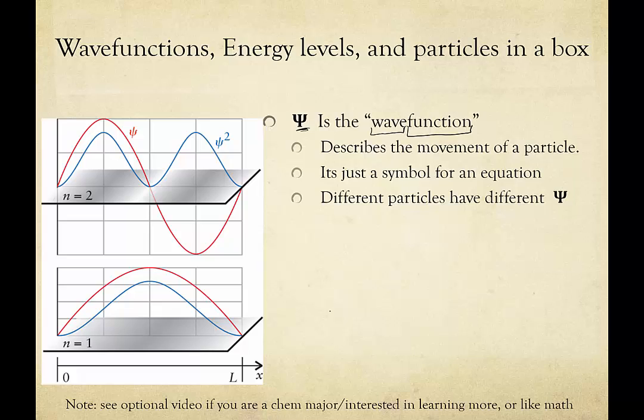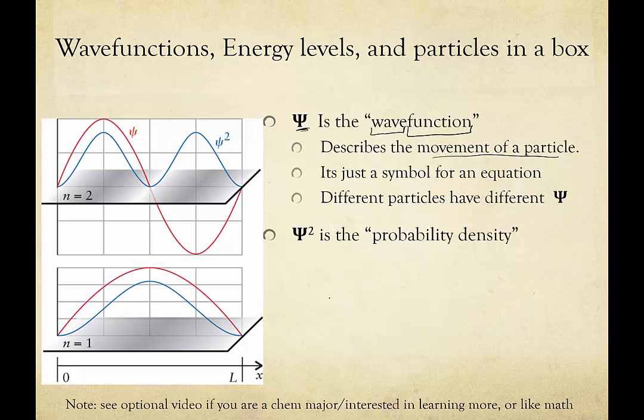Every particle is going to have a different psi, or at least every type of particle, I should say. So an electron has a psi, an electron in a two-dimensional box has one psi, an electron in a three-dimensional box has a different one. I'll show you that in a second. And an electron that's around a hydrogen atom has a different one. Each one of these has different equations that it describes since it's describing its movement. And its movement is going to be changed based on the situation that it is in.